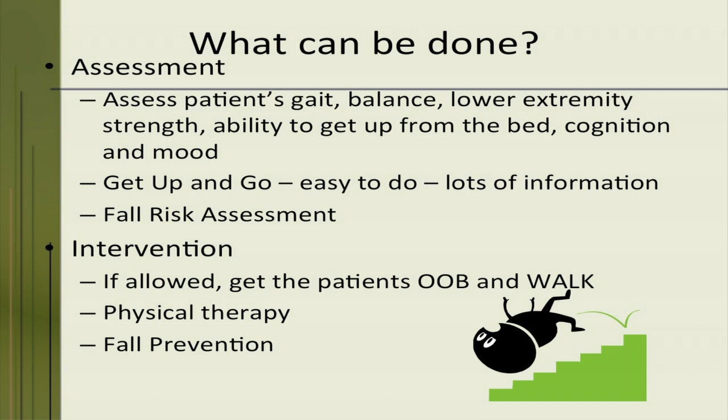You want to assess the patient's gait, their balance, lower extremity strength, their ability to get up from the bed or the chair in their hospital room. What is their state of cognition? How about their mood? There's many tests that can be done to assess different gait, balance, and lower extremity strength. And one of the easiest to do is the get up and go test. It tells you a tremendous amount of information.